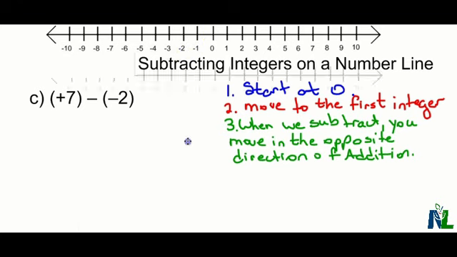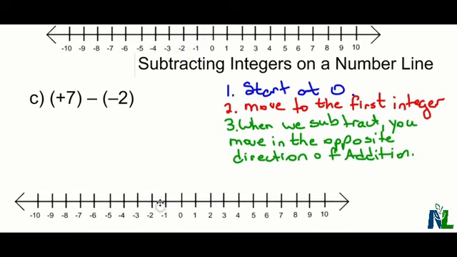So I'm going to bring down this number line and we're going to work through this problem. And then I'm going to give you some problems to work through on your own. The first step involves us to begin at 0. So I'm going to do this in blue. And this is my first step. Check. Done. Now, the second step is in red and it says move to the first integer.